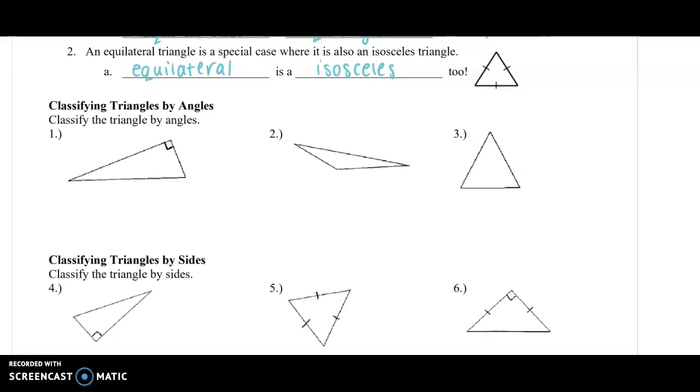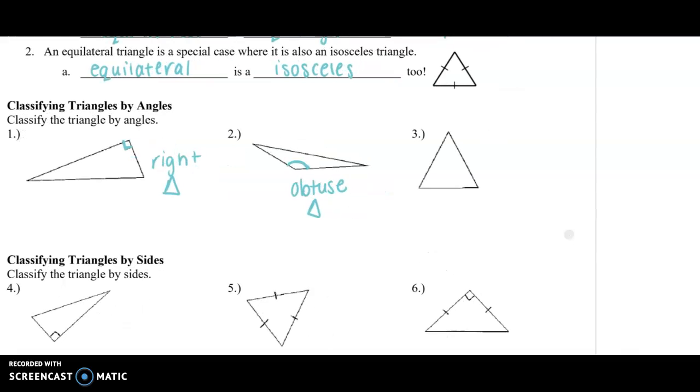So first thing we're going to do is classify triangles by their angles. This first one here, we see that there's a right angle, so we know that that is going to be a right triangle. And you can abbreviate, instead of writing triangle, you can just put a triangle symbol there. In number two, you can clearly see that there is an obtuse angle here, so this is going to be labeled as an obtuse triangle. In number three, nothing is labeled saying that all three angles are congruent, so we don't know that it's equiangular, but you can see that all three of them are acute, so you at least know that it's an acute triangle. But we don't have enough information given to us to say that it would be equiangular.